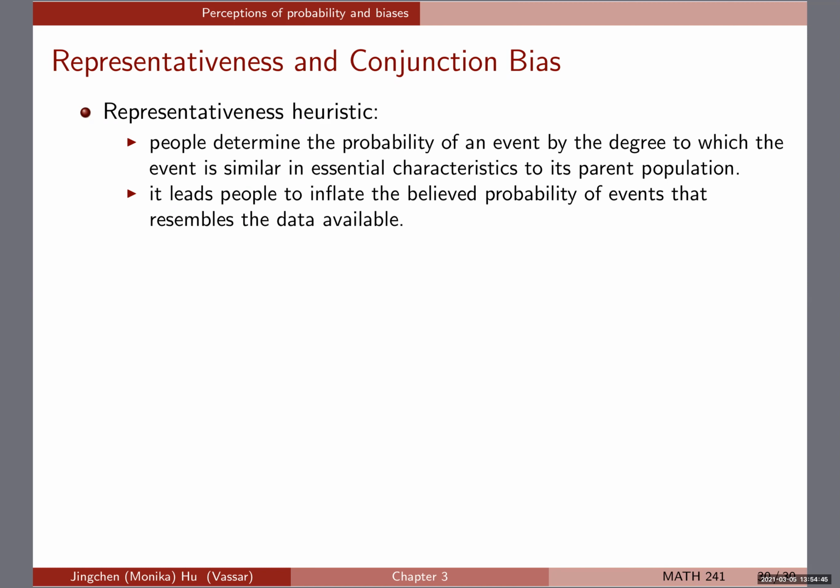The representativeness heuristic is that people determine the probability of an event by the degree to which the event is similar to the essential characteristics of its parent population. Just like in the Linda problem, we read that paragraph about Linda's background. So it's very easy to think that Linda is a bank teller, but at the same time she's also very active in the feminist movement. And we think it will probably be even more likely for her to be in both groups compared to being in just one of the groups. So that's the representativeness heuristic, and it's an easy mistake people like to make.